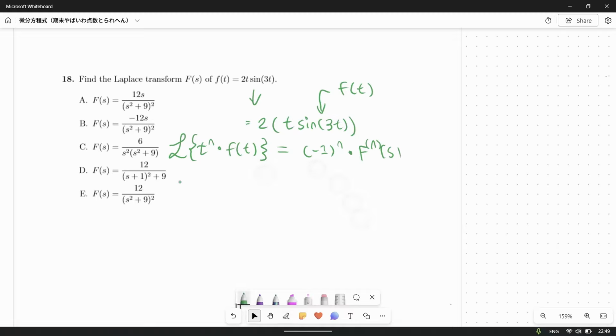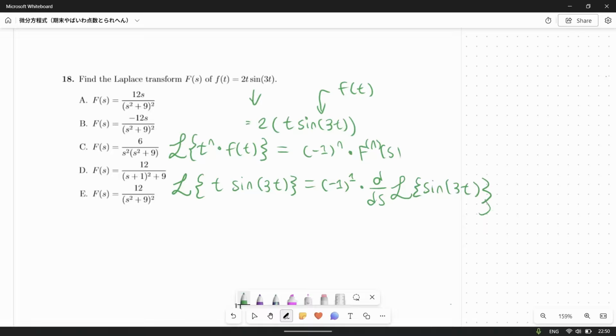So in this case, we can say that the Laplace transform of t times sine of 3t is going to be equal to -1 to the first power, because we know that n is just equal to 1 since it's just a t, times the first derivative of the Laplace transform of sine of 3t. So let's just say d/ds of the Laplace transform of sine of 3t. And so now that we have that set up, now we can ultimately find our Laplace transform. Then I can clean up that closing bracket a little bit.